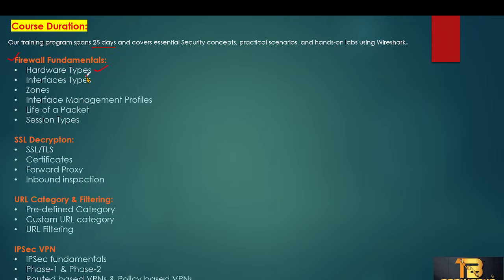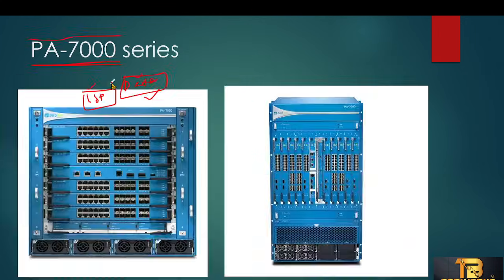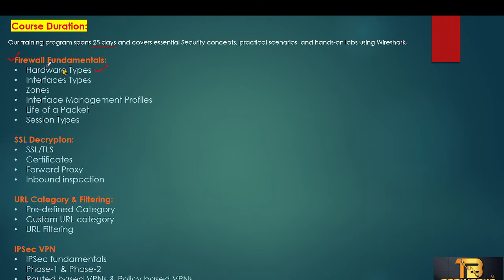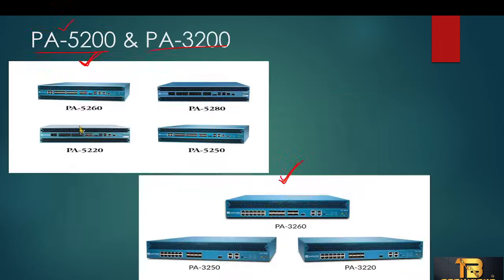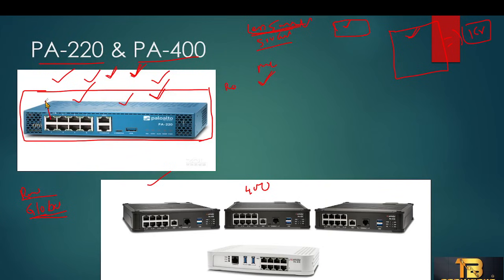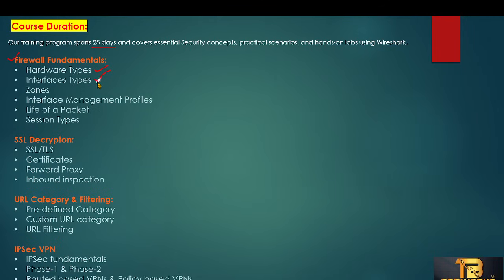Hardware types, we have discussed right now, so all of this will again be covered in the firewall fundamentals. And we'll be having interface types. We'll have interfaces on each and every firewall, right? One interface is going to support multiple types. This is an interface on the firewall, and it can act as a layer 2 interface, layer 3 interface, ether channel, or VLAN interface. One Palo Alto firewall interface can function as multiple types. That we can discuss in the interface types.